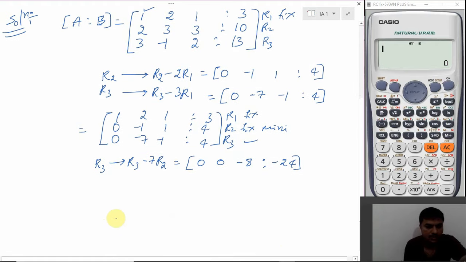Okay, so this is my new matrix I'm going to get here, students, after operating on R1, R2, R3. So 1, 2, 1 will always be fixed. Only this is going to change.